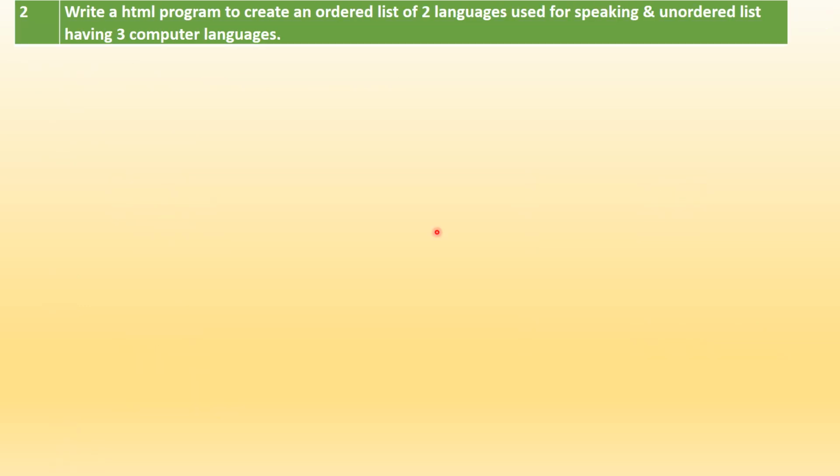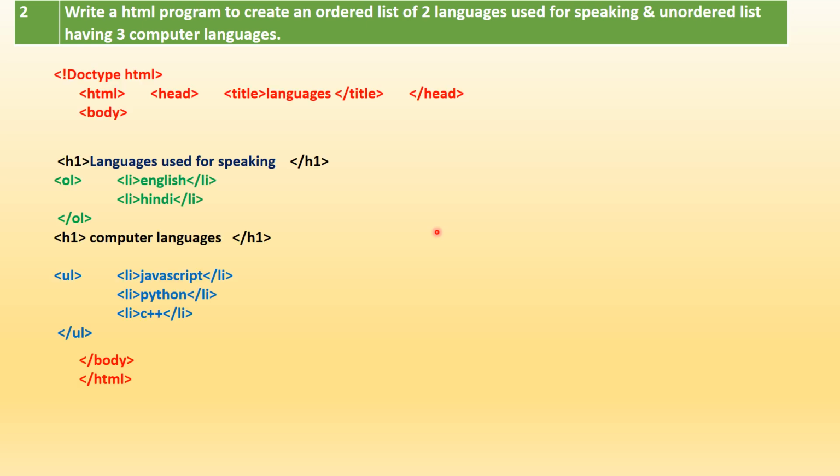This is similar to the previous question. In this, we have to create an ordered list and an unordered list. This is a basic structure. I've given the title also. So in the first ordered list, we have to create 2 languages used for speaking. So I have given a heading. The heading is H1. After that, an ordered list, which is a container tag. In that, 2 languages I've mentioned. So this you will get in 1, 2, 3, that format. So that is the default one for ordered list.